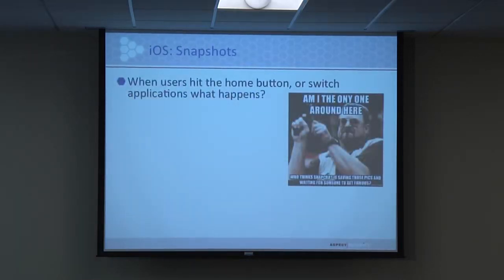So in iOS, this one still drives me nuts. When users hit the home button or switch applications, what happens? Take a snapshot. It hasn't changed in iOS 7. Actually, it's probably worse in my mind because of the way they're doing some backgrounding. You know, when you double click the home button, you can see all the apps that are open. Those are snapshots of your last viewed screen, right? What if that screen has something like your credit card number, your social security number, anything else that may be sensitive to you? Now it's in a snapshot.